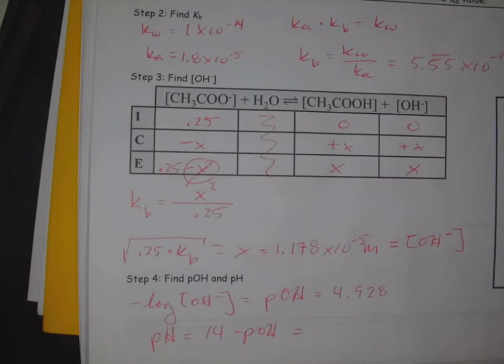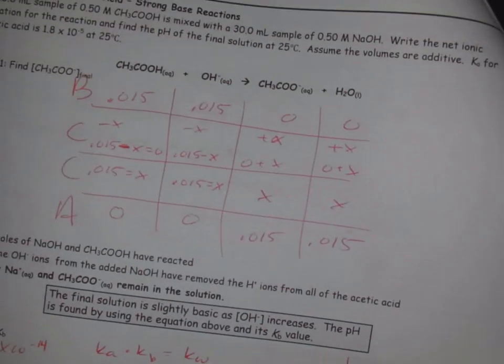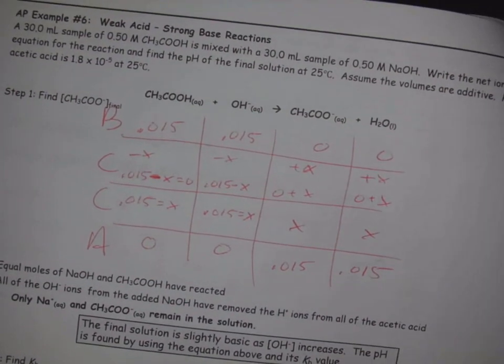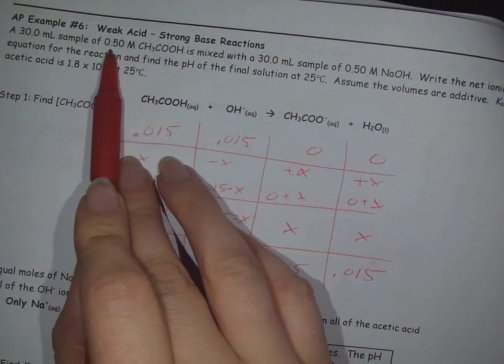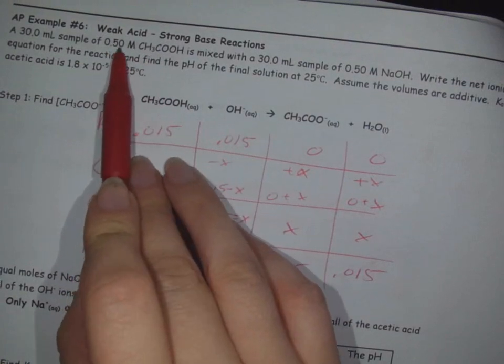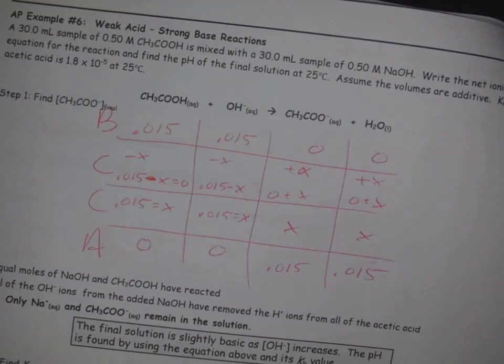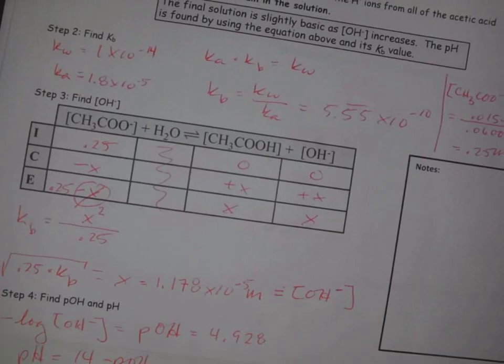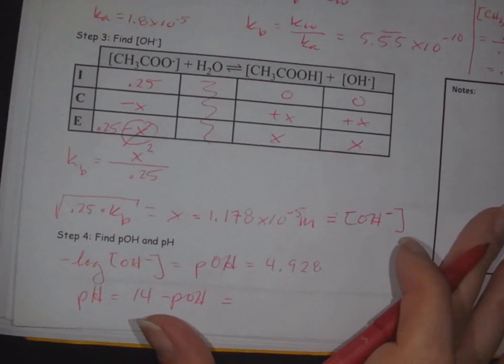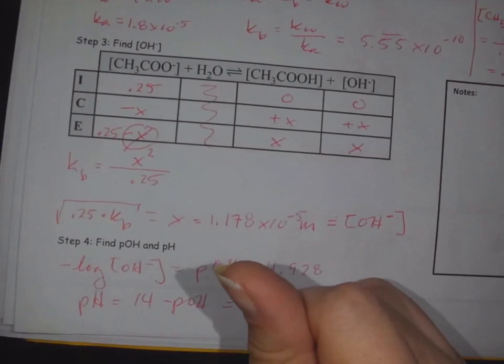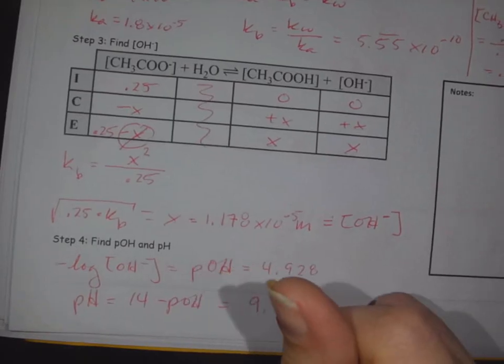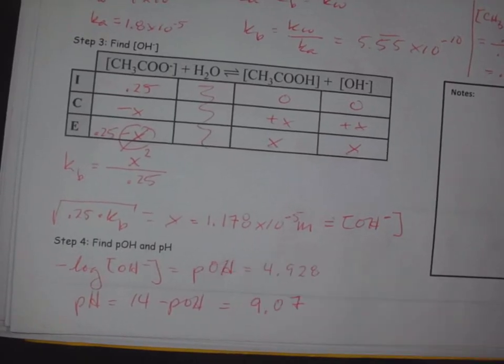Now, sig figs. Going back all the way to the beginning, I'm seeing 2 sig figs as our smallest one. And so whenever we have a p value here, the first digit is not significant, so we have a 9.07 for our final pH. Okay, nice.